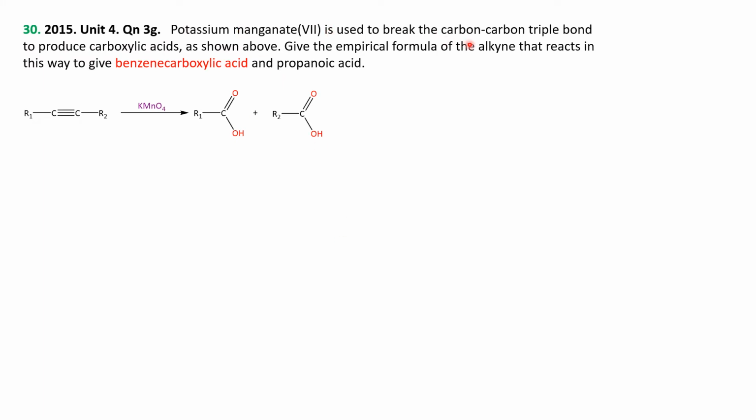Potassium permanganate is used to cleave a carbon-carbon triple bond, producing carboxylic acids. Give the empirical formula of the alkyne that reacts in this way to give benzene carboxylic acid and propanoic acid. So to answer this, you need to know your organic naming. If you don't know that yet, just skip this one and move on. So anyway, benzene carboxylic acid is a benzene with a carboxylic acid group, and propanoic acid is, of course, CH3, CH2, COOH.